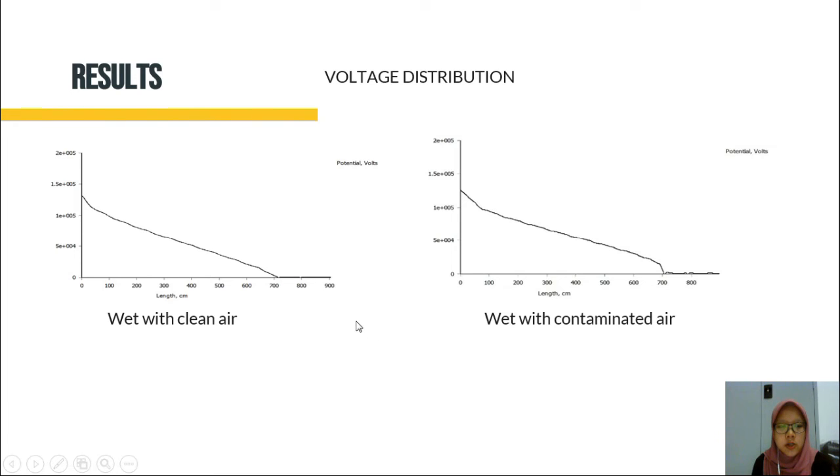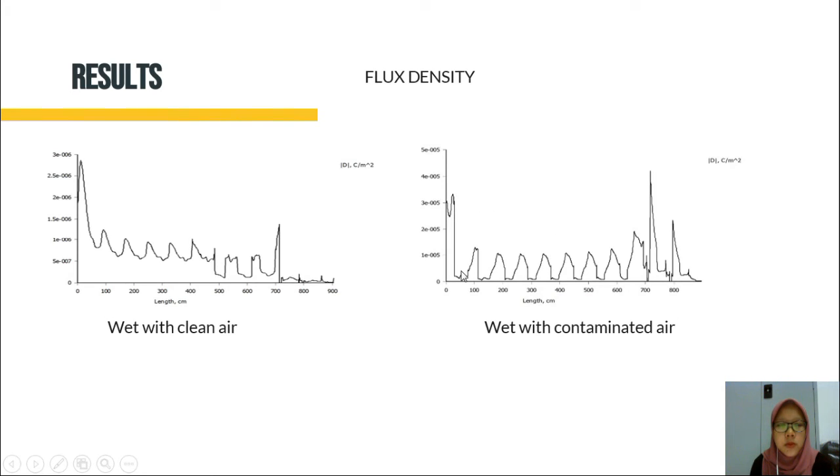Next is the condition of wet insulator with clean air and wet insulator with contaminated air. So the voltage distribution for wet insulator with clean air condition is slightly higher compared to the contaminated air condition. The clean air condition reaches 130 kilovolt and the wet insulator with contaminated air reaches 125 kilovolt.